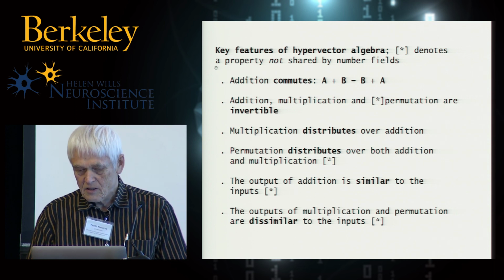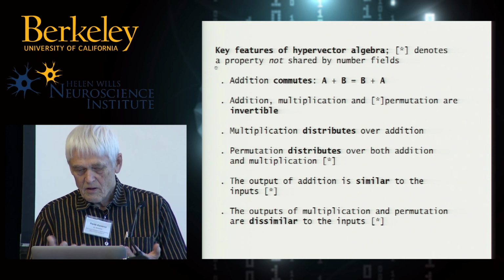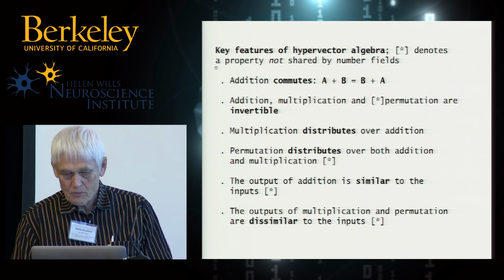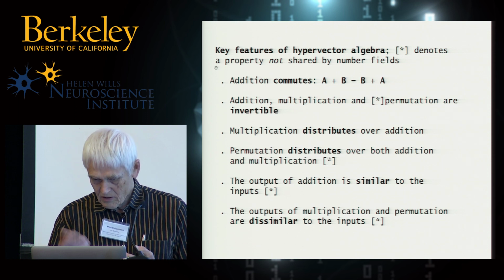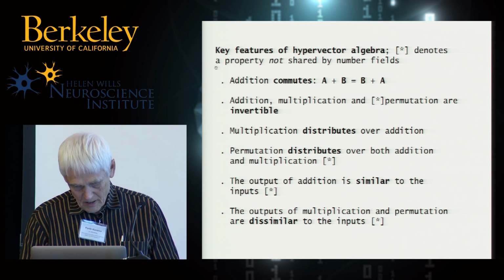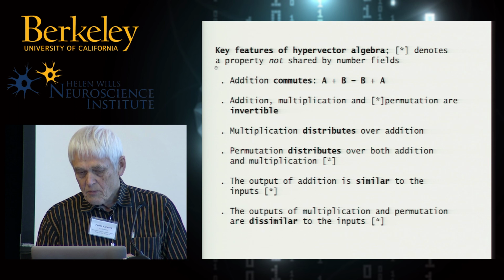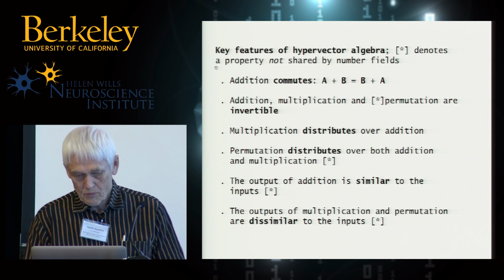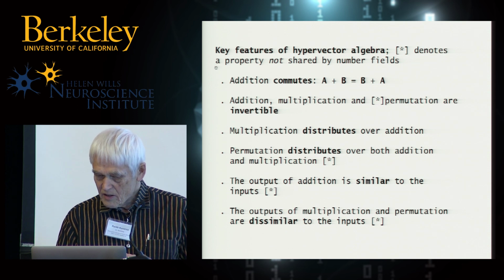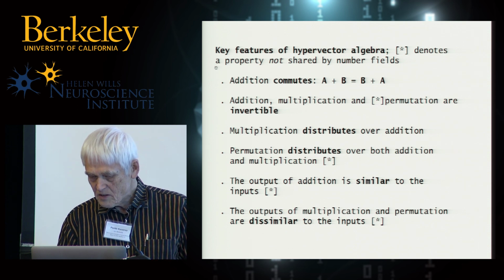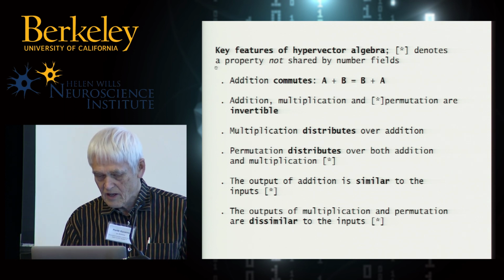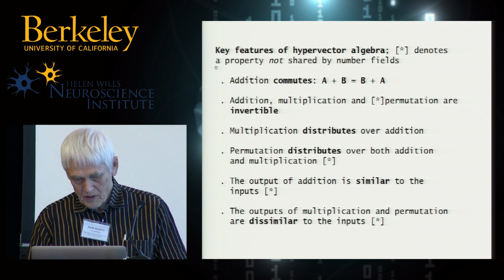Addition, multiplication, and permutation are invertible. Well, that's true in addition and multiplication of numbers. With numbers, you don't have the permutation operator, so that's why you get the asterisk in that line. Multiplication distributes over addition. Again, familiar from computing with numbers. Now here, this new operation, permutation, distributes over both addition and multiplication. And so that gives you new power to build computing on.